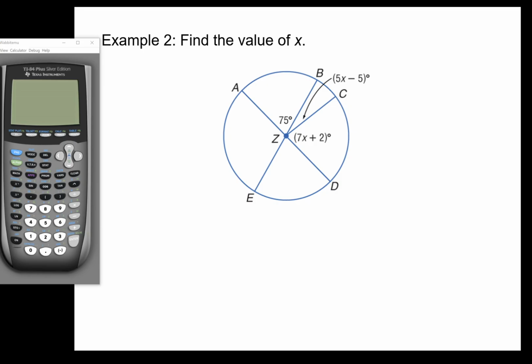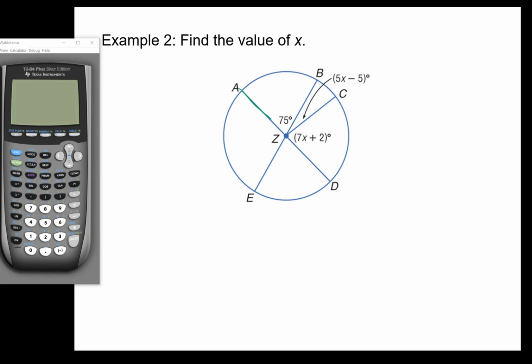Number 2, we want to find our value of x. Now in this case, I cannot add everything up to 360 degrees because, well, I guess I could say that here this is also 75 degrees because of vertical angles, and then this is 7x plus 2 because of, no, actually take it back. That's not right, because those aren't vertical angles. But that's actually leading me down the wrong path here.